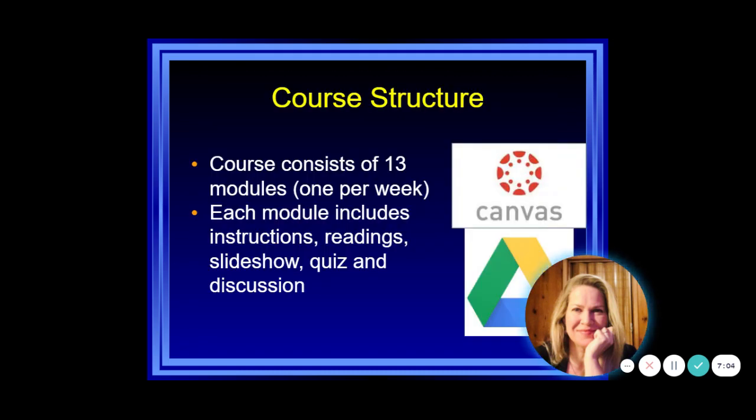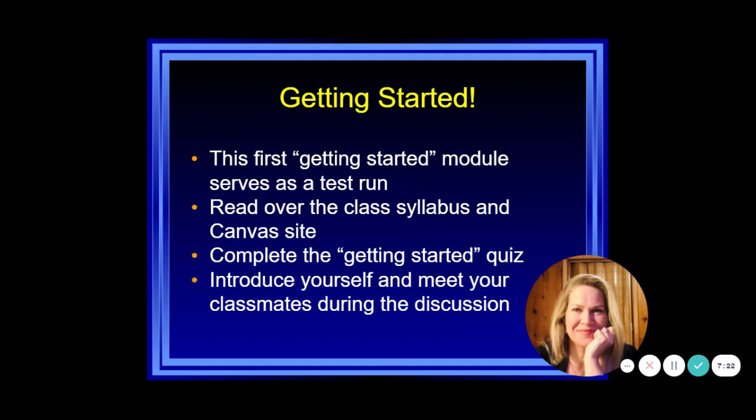All right, so now I'd like to talk about how our class will be structured. The class consists of 13 modules after you complete the Getting Started one that you're in right now. Each module includes instructions, readings, an online class, a quiz or written assignment, and a class discussion. You're right now in the Getting Started module, and hopefully it's going well so far. With this module, read over the class syllabus and the Canvas site. Also, complete the Getting Started quiz. Be ready to introduce yourself to the class during our discussion.